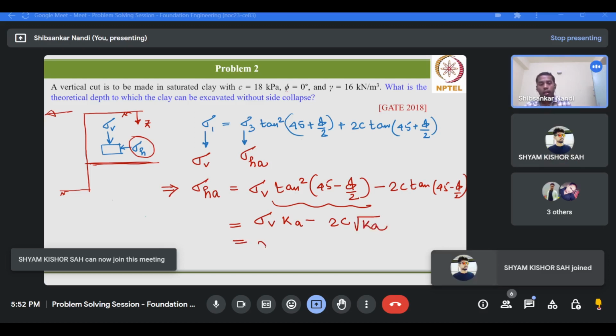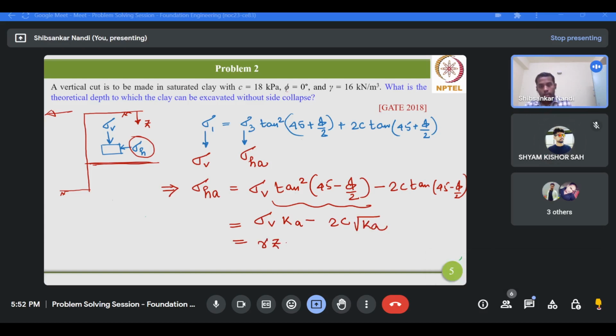Again sigma B, you can write as the product of unit weight of the soil and the height or depth. So gamma z K minus 2c root K. So this is the variation in active earth pressure with the depth z. Is it clear? In this way, we have got the variation in active earth pressure with depth z, and this z is measured from the top of the wall.